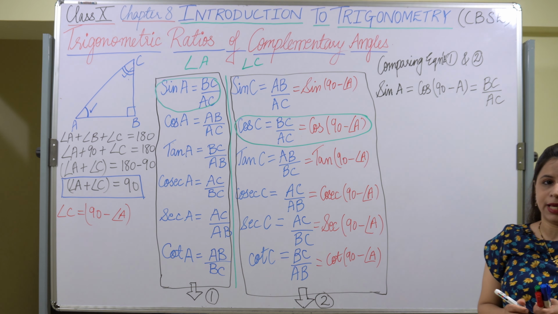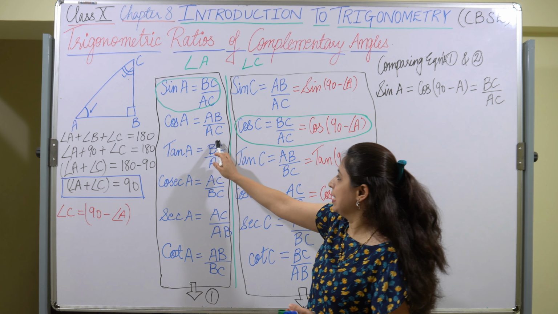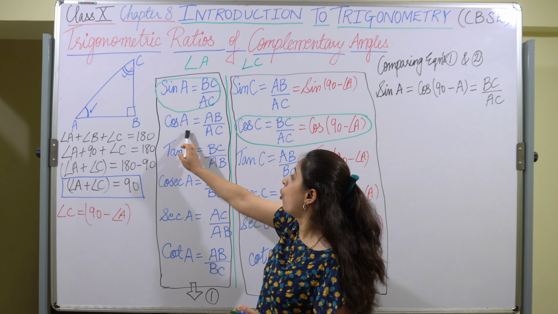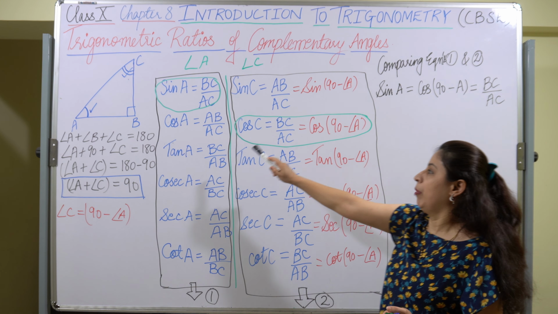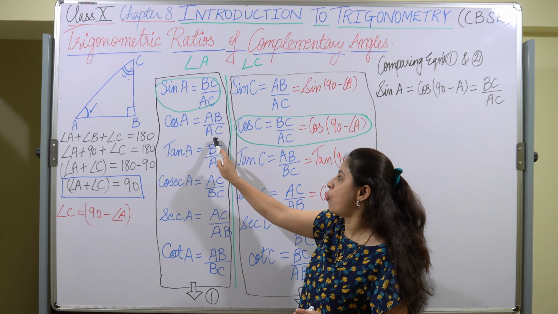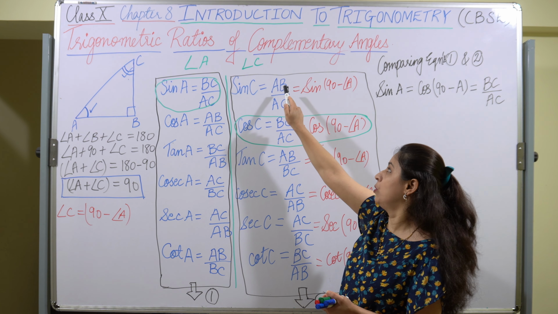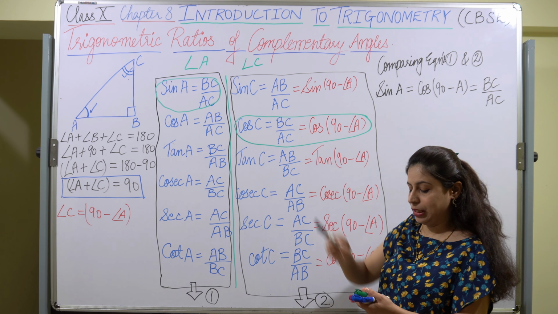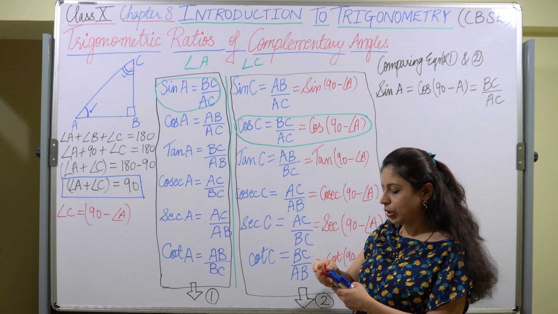Now AB upon AC. Clearly we can see cos A is equal to sin 90 minus A, because here RHS is AB upon AC, and that is equal to sin C equal to AB upon AC. So this is also equal.